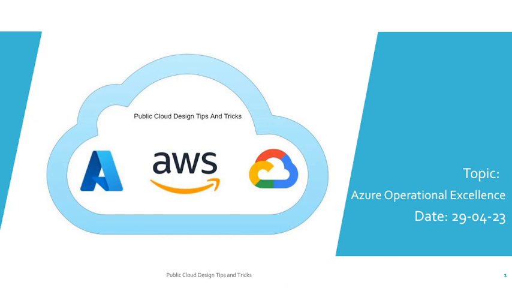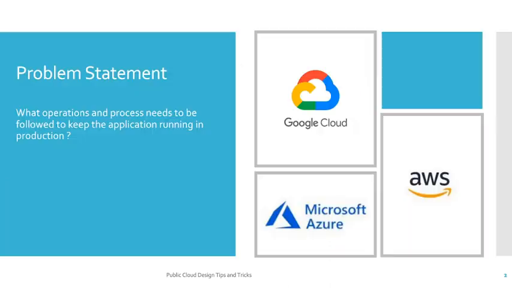In this channel, we generally discuss public cloud design problem statements and their related solutions. Today, we are going to cover one of the pillars of the Azure Well-Architected Framework, known as Azure Operational Excellence. So the problem statement: what operations and processes need to be followed to keep the application running in production?